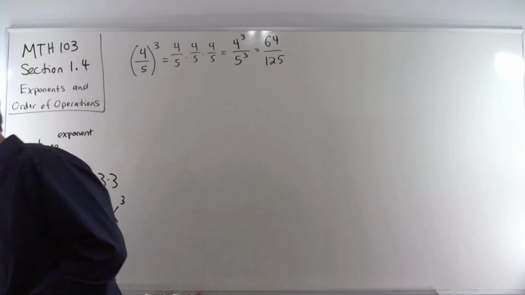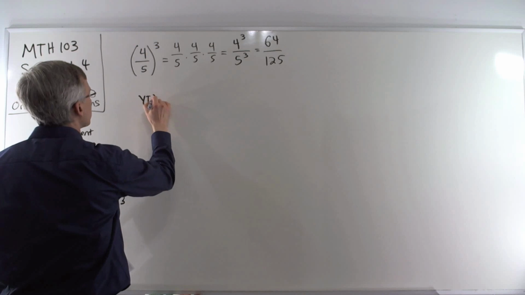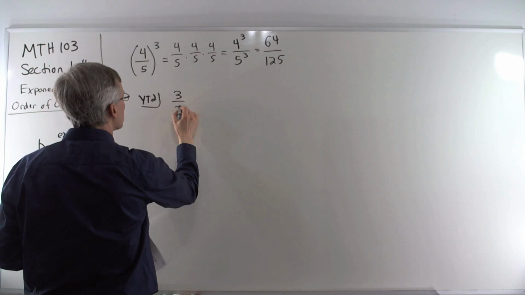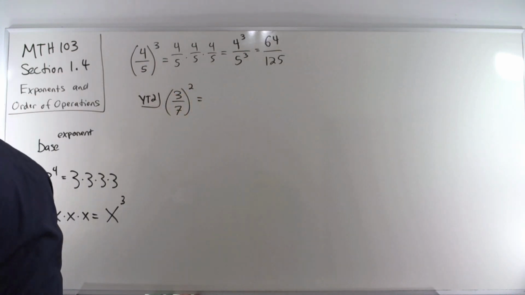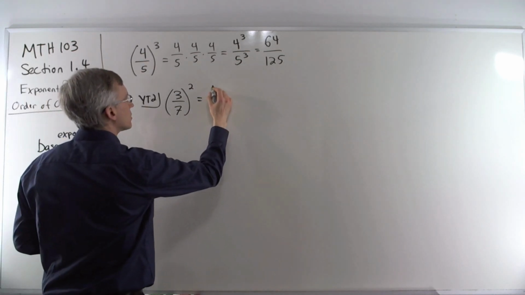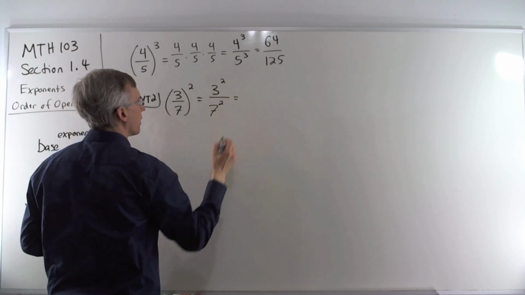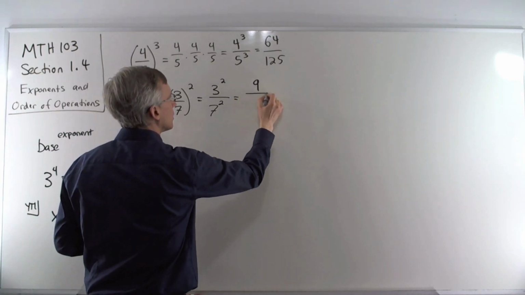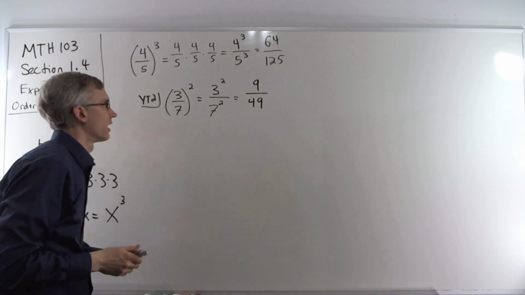Your turn number 2. We have 3/7 squared. You can turn that into 3 squared on top and 7 squared on the bottom. And evaluating, we have 9 over 49.